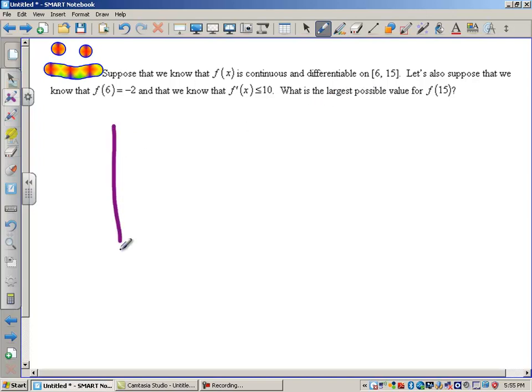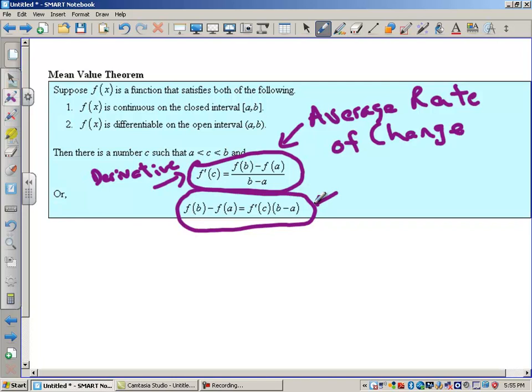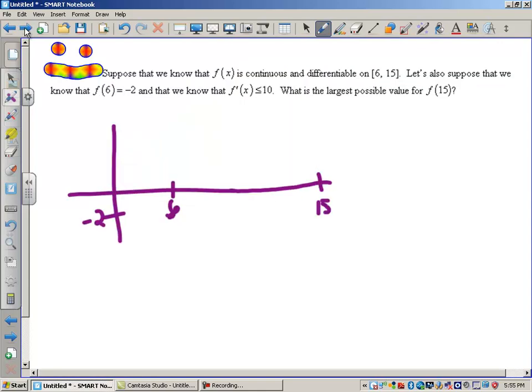What we're trying to find out here is f of 6 is negative 2. And so if we scoot on down the road here at 15, how tall can that get if we know the derivative is always less than or equal to 10? Well, I'm going to come back to this one formula right here that I circled, and I'm going to use that one right there. This tells you the difference between y coordinates, and it has to do with the slope. So I know that f of b minus f of a over b minus a is the slope of this secant line right here, but I'm going to do it in this other form.